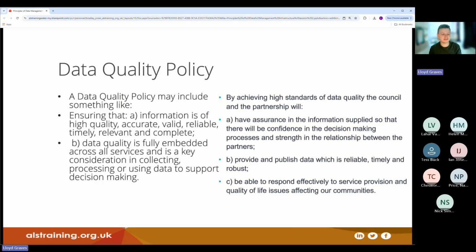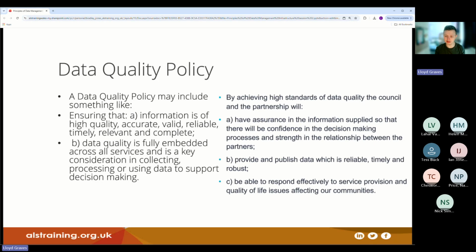So you'd expect them to include things like that they're to ensure information is of high quality, that it is valid, that it is reliable, and that it is fully embedded in different services across the organization and things like that. Being more specific, for things like data quality, you'd expect it to define what the data quality process actually is. How often is that data quality process carried out? Who's responsible for ensuring data quality? Those are the kind of things.